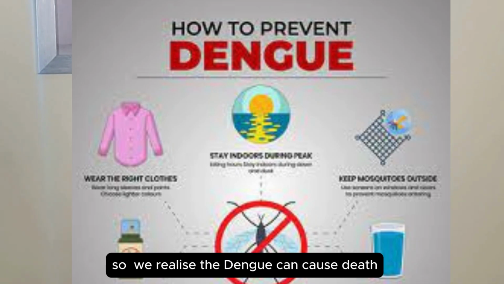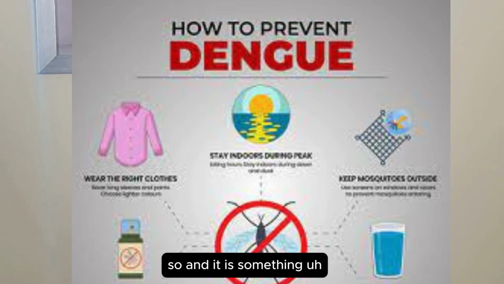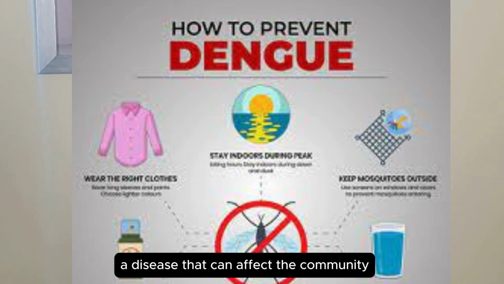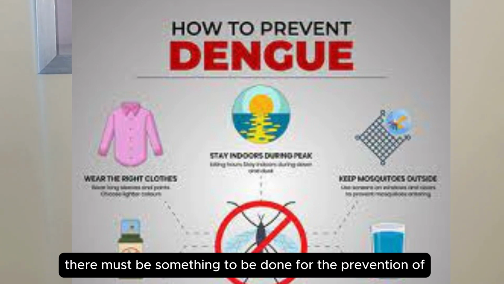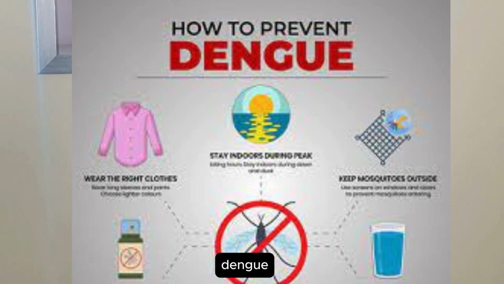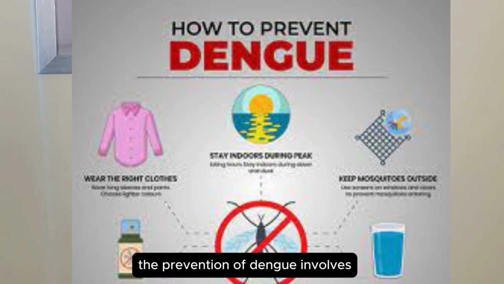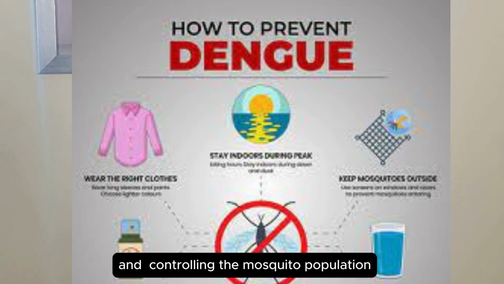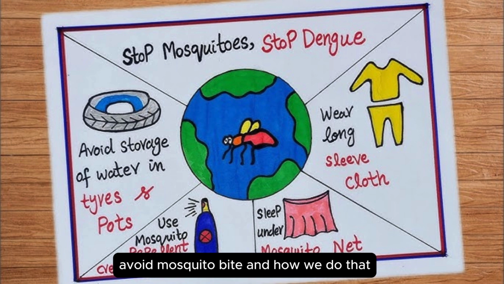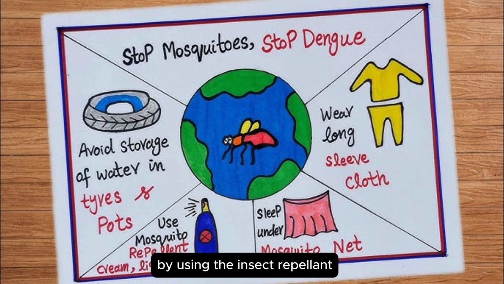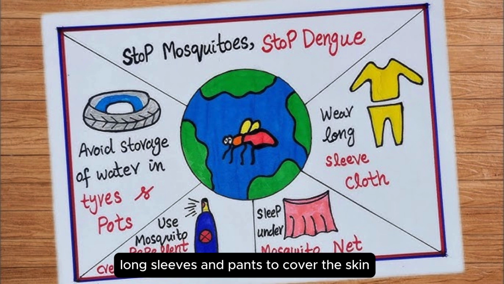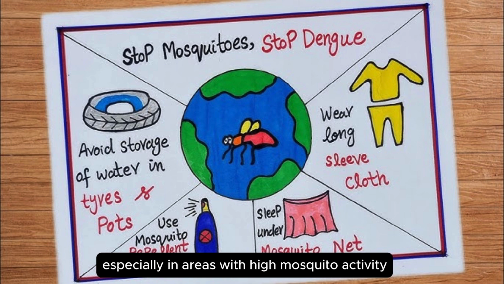Now we realize that dengue can cause death, and it is a disease which can affect the community. So there must be something done for the prevention of dengue. The prevention of dengue involves reducing mosquito exposure and controlling the mosquito population. First of all, avoid mosquito bites. How do we do that? By using insect repellents, wearing protective clothing, long sleeves and pants to cover the skin, and using mosquito nets, especially in areas with high mosquito activity.